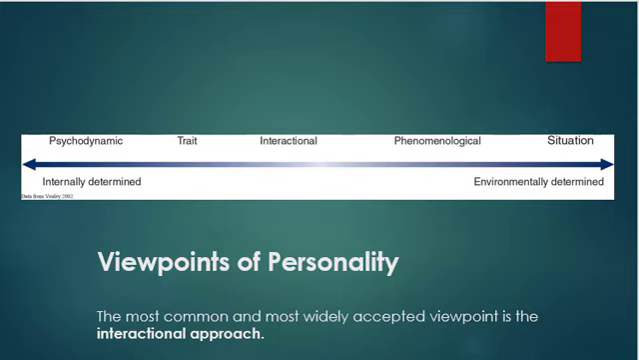But as you can see, even in this image here, on this continuum, we see the parts that are internally determined and more environmentally determined. So just to give you an idea of some terminology, we have the psychodynamic approach, the trait approach, interactional approach, phenomenological approach, and situational approach. Now today we're going to take a look at the trait, interactional, and situational approaches, just to give us an idea of how they're defined, how they can help us understand behavior, and then what are the best practices.